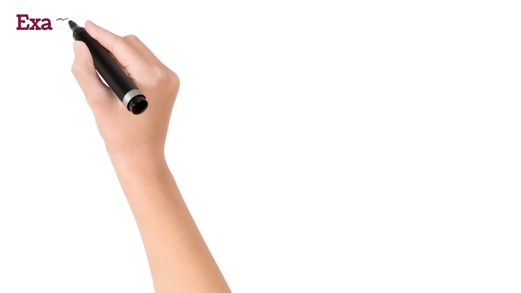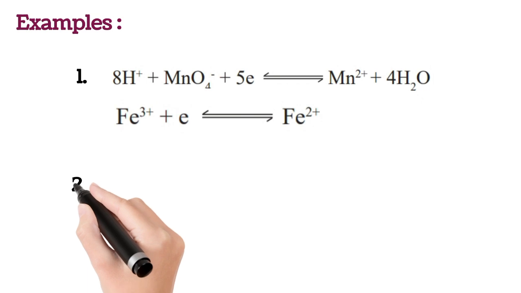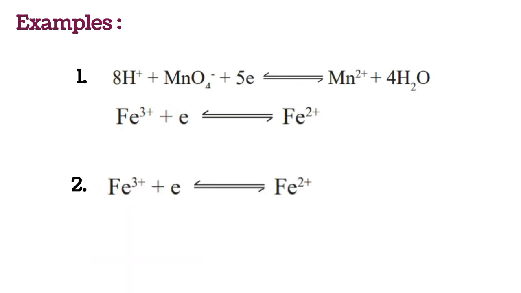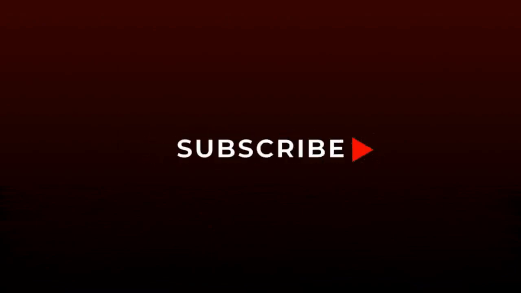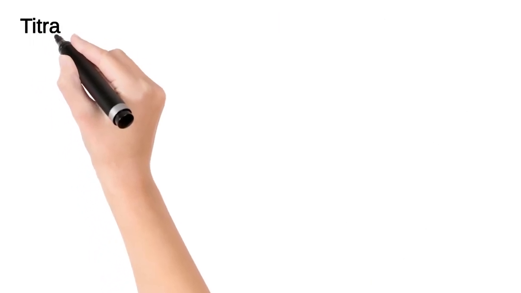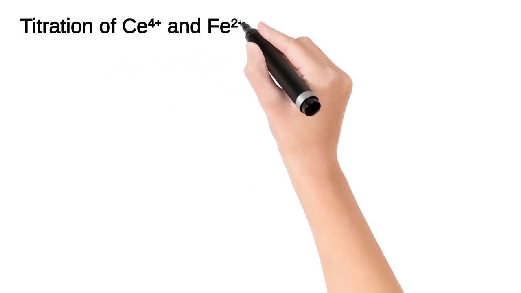We can consider some examples as follows. The first example is permanganate ion converting to manganese 2+ ion, concerning ferric iron converting to ferrous iron. The second example is ferric ion converting to ferrous ions, concerning cerium 4+ ion converting to cerium 3+ ion. This video will discuss the titration of cerium 4+ ion and iron 2+ ion.